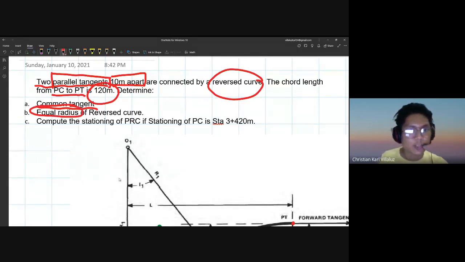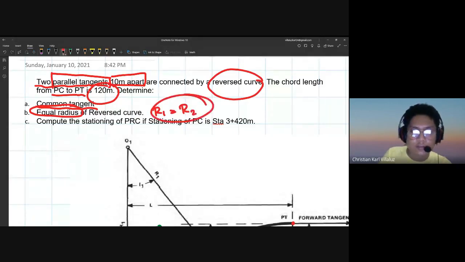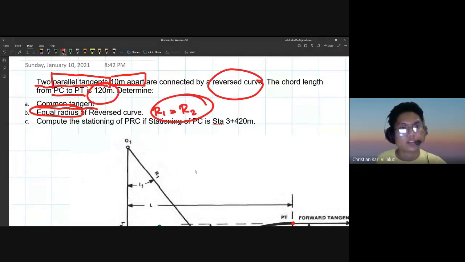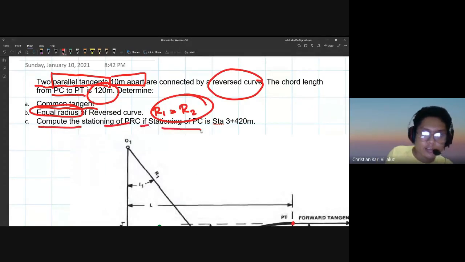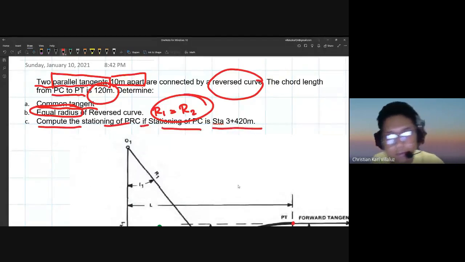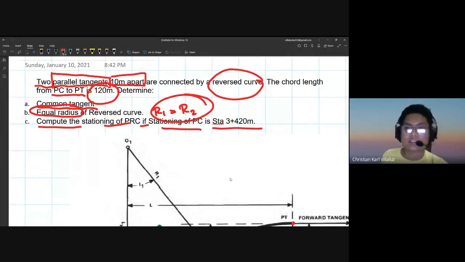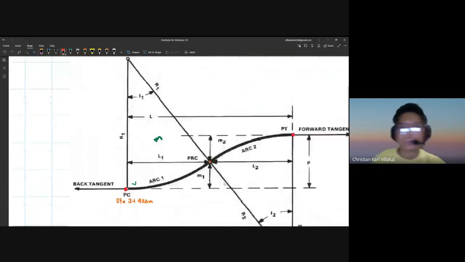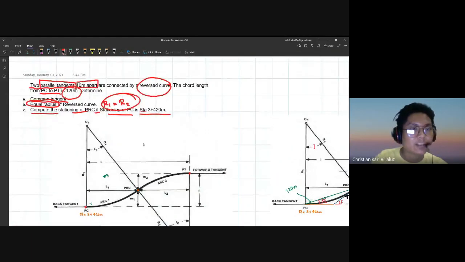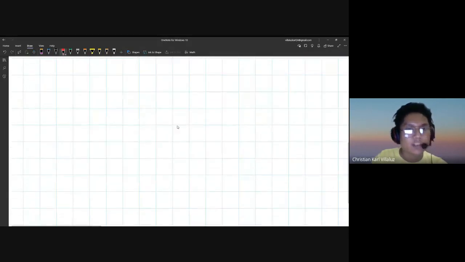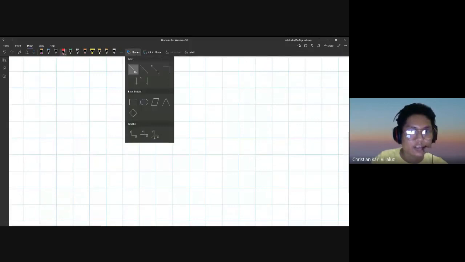So, dyan pa lang, clue na yan, na ibig sabihin, the radius of the first curve is equal to the radius of the second curve. Then, letter C, compute the stationing of PRC if the stationing of PC is 3 plus 420 meters. Okay. So, let's say wala tong drawing na to. Ignore natin yan. Paano natin i-drawing yung parallel tangents na reverse curve and equal radius? So, let's try to draw.